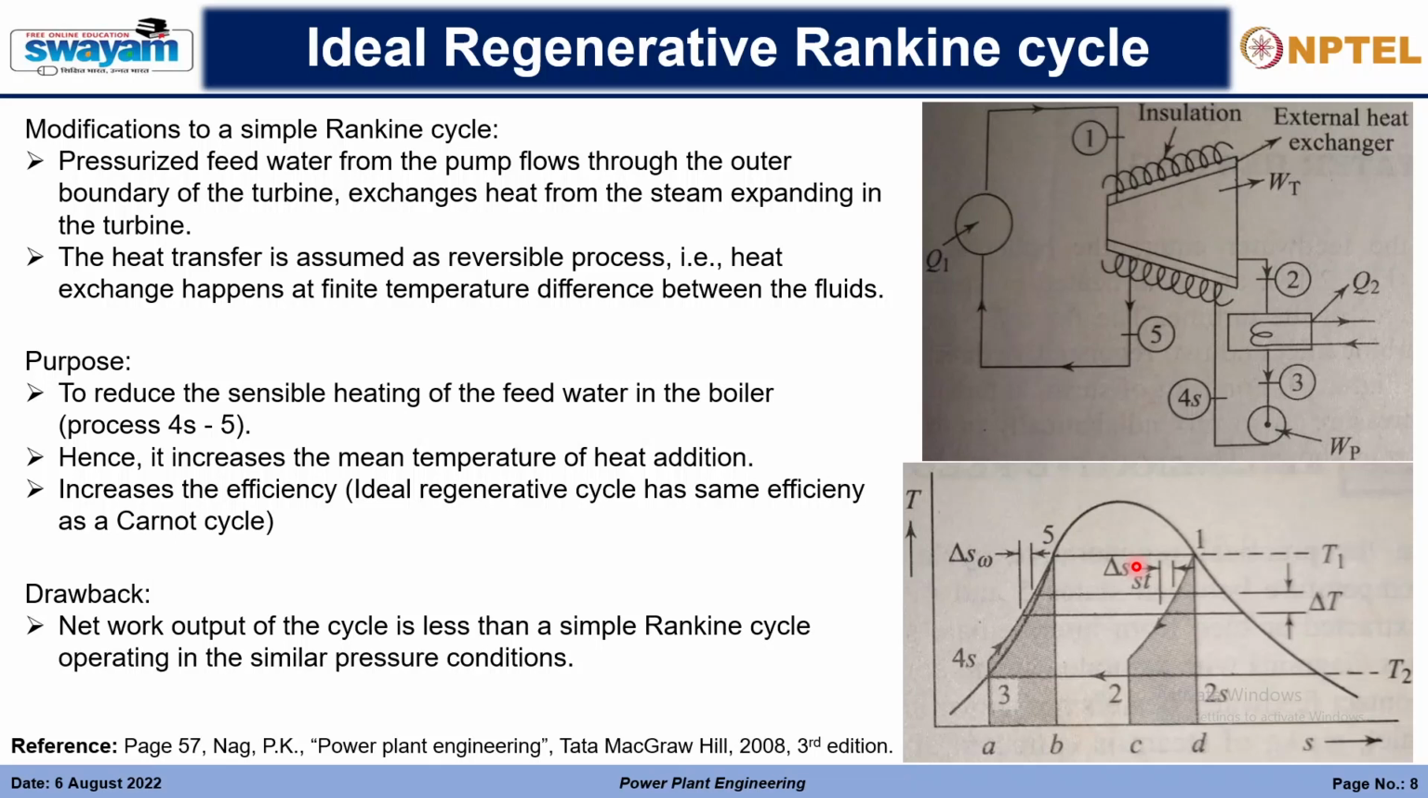Efficiency ratio will decrease, but there are other conditions also, like the regenerative feed heater. So these are some modifications of the Rankine cycle. Based on that, they are increasing the efficiency also.